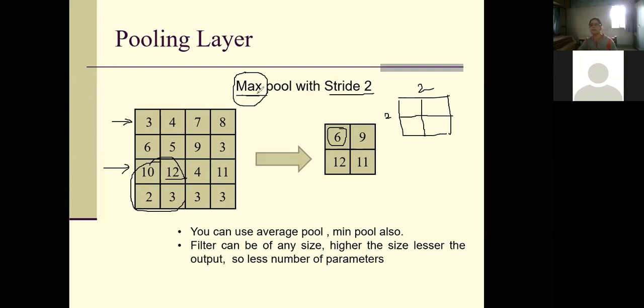The sole purpose of the pooling layer is to subsample the data. So your original image size was 4 by 4, and after max pooling with a stride of 2 and mask size 2 by 2, the resultant image size is 2 by 2, right? So there is a 50% reduction in the data. So this is the max pooling operation.